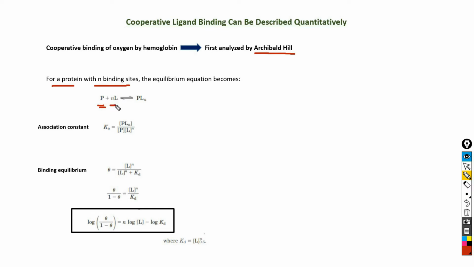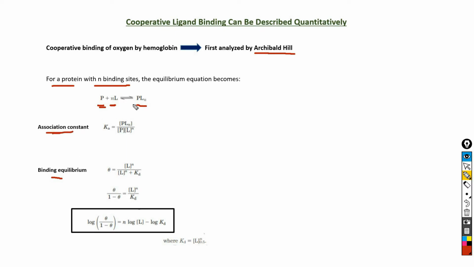The equilibrium equation becomes this: protein plus n ligands, equilibrium arrow, protein-ligand complex. So here the equilibrium arrow shows the reaction goes reversibly between the starting materials and the products. For this equilibrium equation, we can now find the association constant and binding equilibrium. I have already discussed the association constant and binding equilibrium in my previous video where I discussed myoglobin.